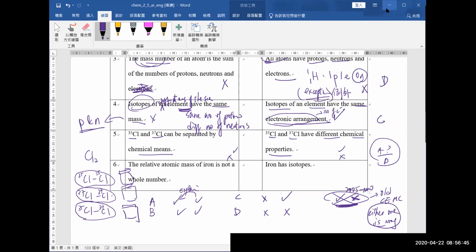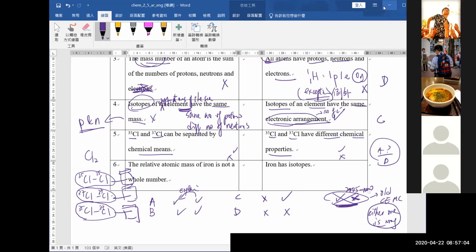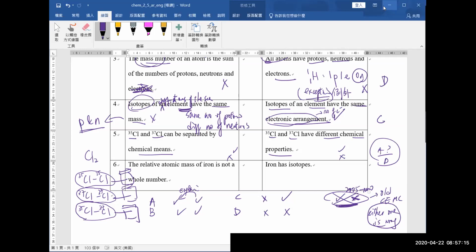Now, in case we can separate it, inside we have got those 3 gases. Are they having the same boiling point? Should be no. Okay, which one has a higher boiling point? Which one is lower? 37 chlorine atoms. Yeah. So indeed, that is the one.